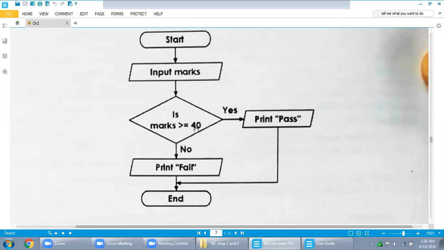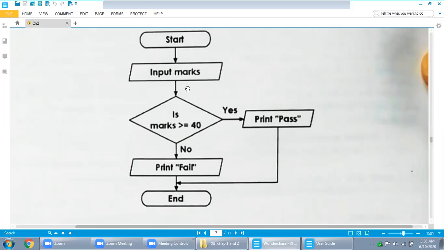When this condition is true, so yes, it means that the true block will be executed. This block will be neglected. The no block will be neglected. Then yes, print pass. So it shows that the student is passed, and after passing, it comes to the end. Watch over here, the big flow line is coming, and it is also proceeding towards the end.